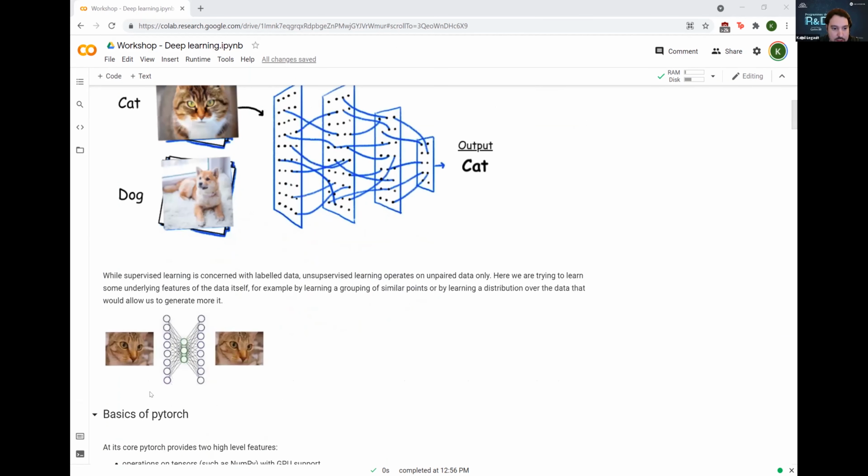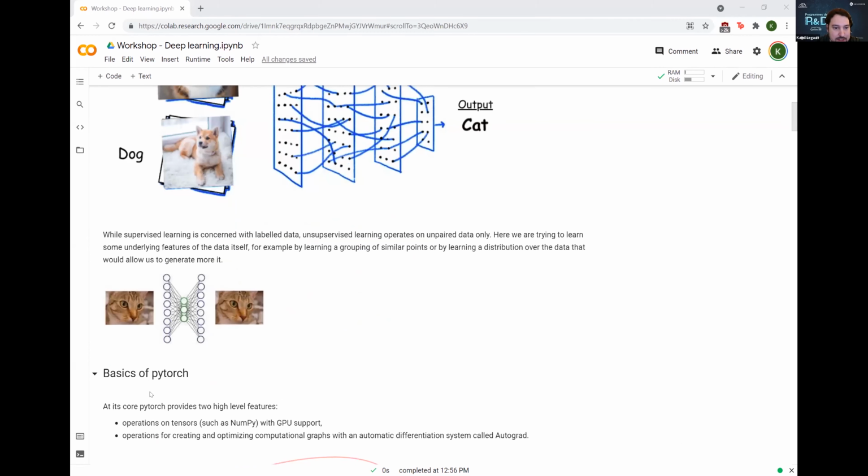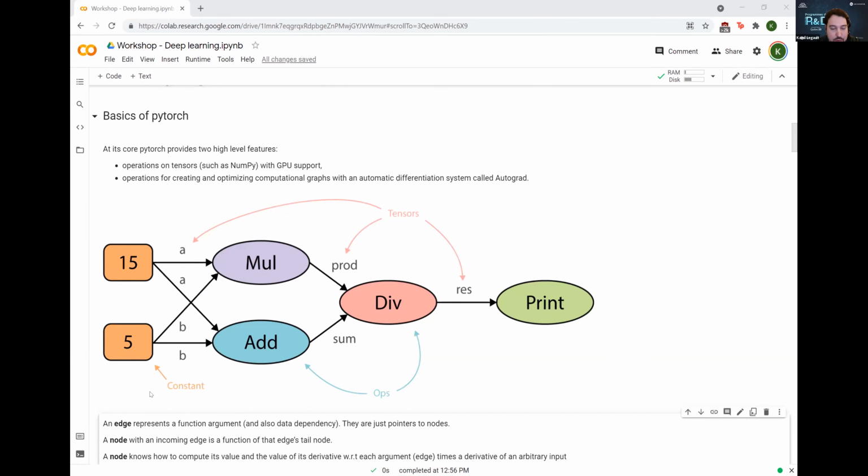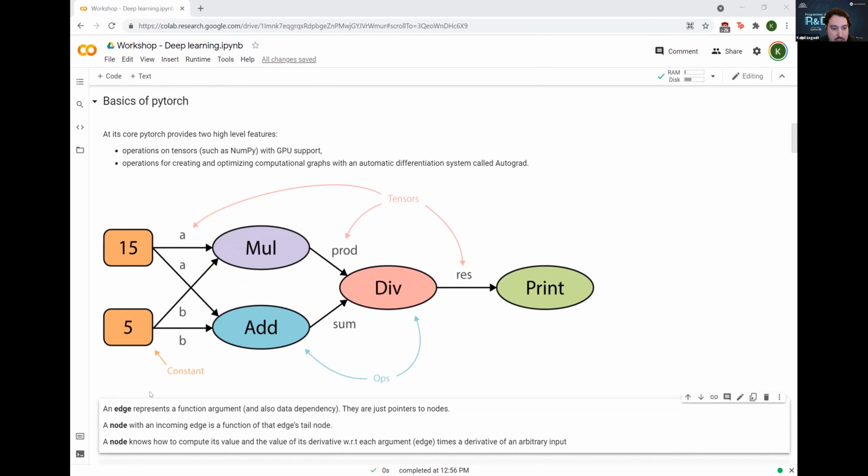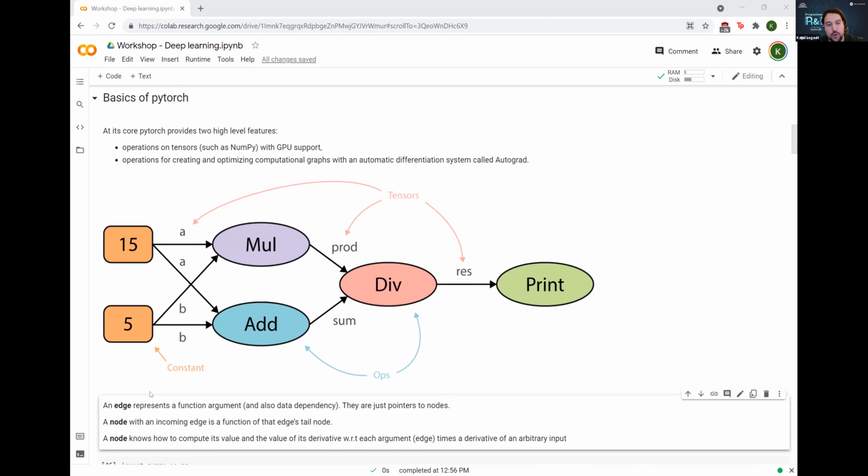And the way I wanted to do this is we're going to start by doing just a simple linear regression in PyTorch. And then we're going to move on to a feed-forward neural network in PyTorch as well.